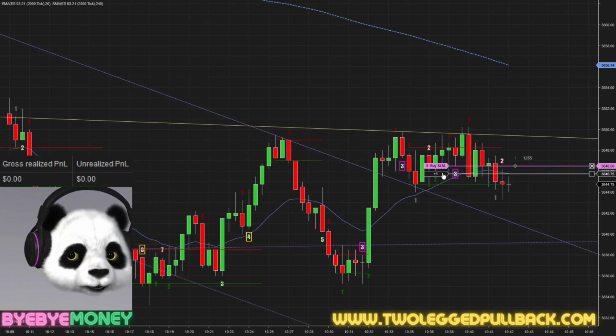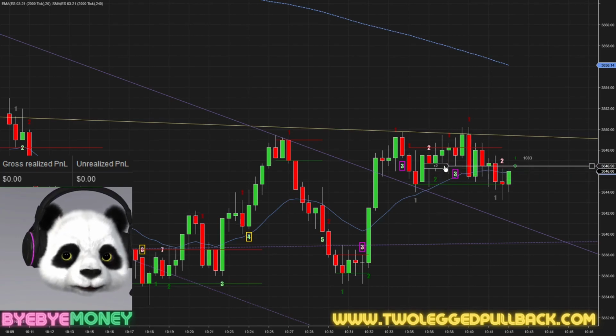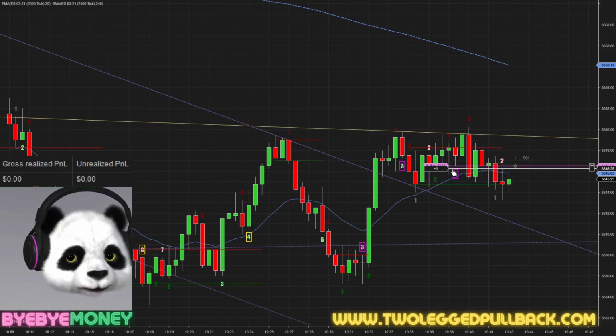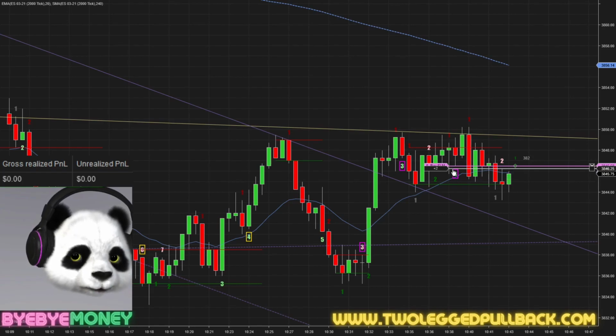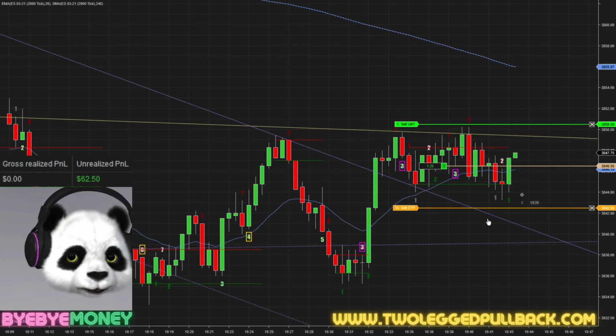Going long here. Trading range indicator, two-legged pullback at the bottom of the trading range. Enough room back to the top of the trading range here. And the most recent trend is actually an uptrend. So let's see if we can get a good signal bar here. Don't want to do it too early. Alright. There we go. I'm in.